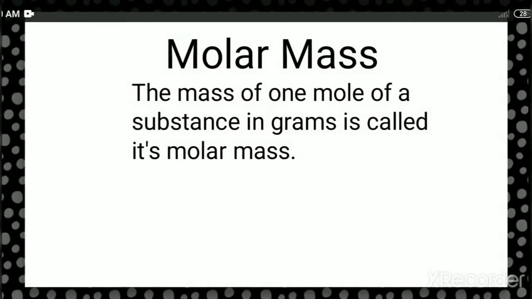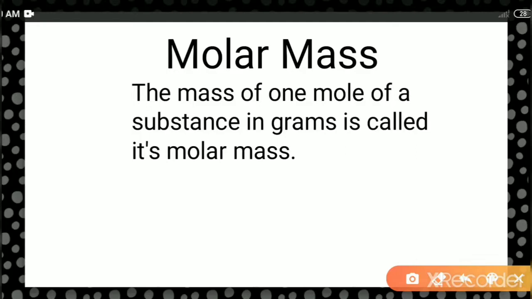Molar mass: the mass of 1 mole of a substance in grams is called its molar mass. So how do we find the molar mass of a particular molecule? You have to find the molecular mass, but its unit is taken in the form of U. Here you have to take the unit in the form of gram. That means when we represent a molar mass, we represent it with the unit gram per mole.